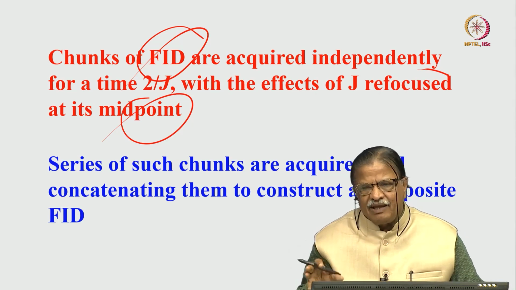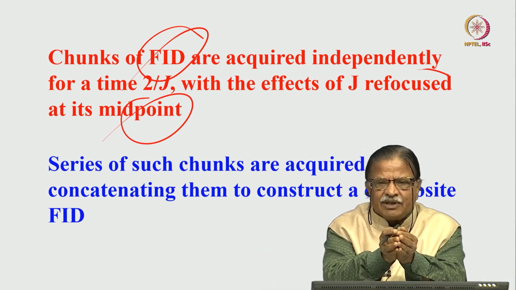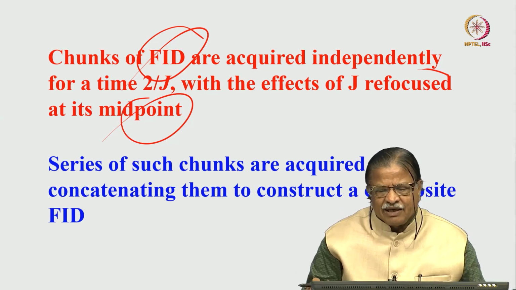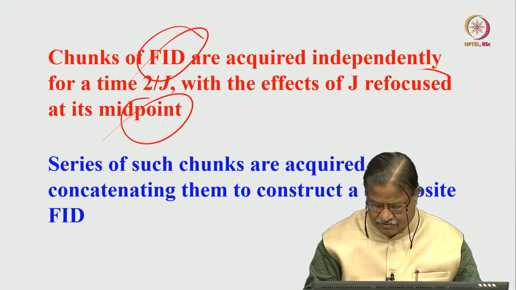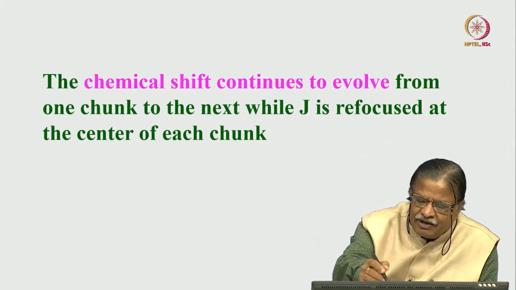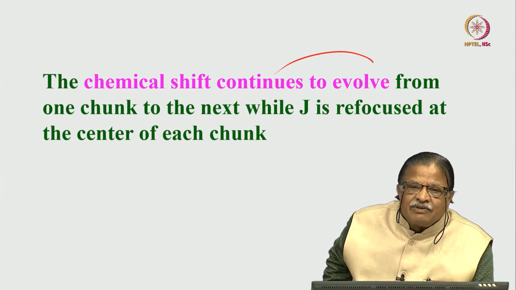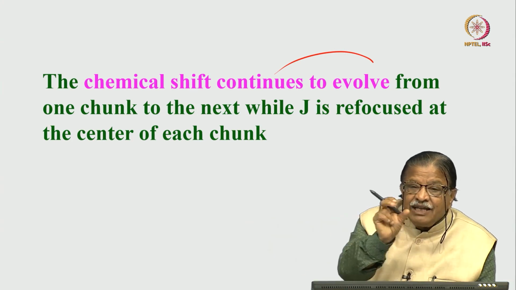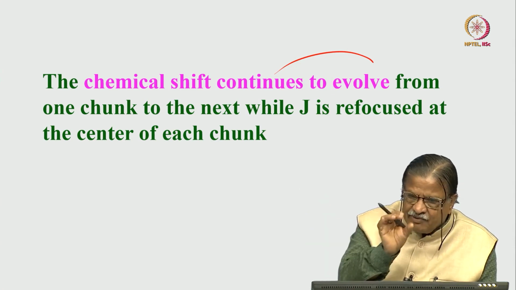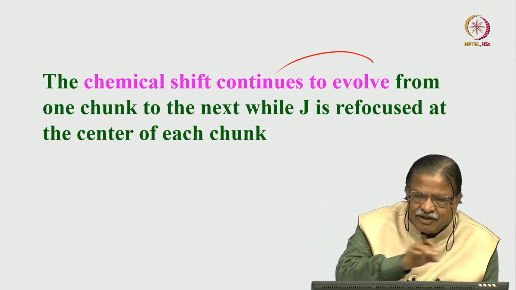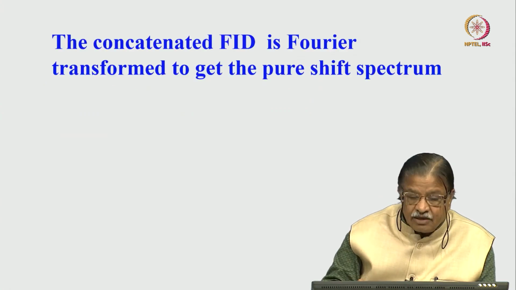Take several such chunks, artificially concatenate them, bring them together, construct a composite FID from all these chunks and do the Fourier transformation. That is what we do. Then chemical shift and J couplings in such a situation will not evolve. The FID has only chemical shift evolution. J is refocused at the center of each of the chunks, the small FID chunks you take, and at the center of each of them J couplings are refocused, so only chemical shifts will evolve. That is okay.